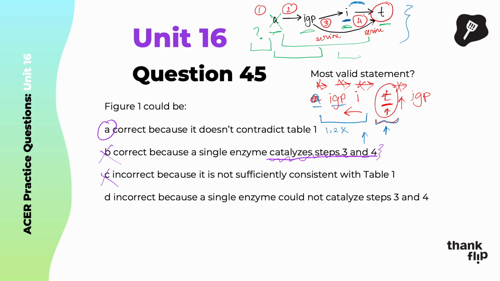Then we can eliminate option C because we've just said that it is sufficiently consistent with table 1. And then finally, we have this enzyme thing happening again. So it's incorrect because a single enzyme could not catalyze steps 3 and 4. We have nothing that says that it could not catalyze steps 3 and 4. If we had some sort of information telling us that we need more than one enzyme, then we'd be able to prove that this option is correct. But we don't have anything that's telling us that, so this is eliminated as well. And the correct answer is A.